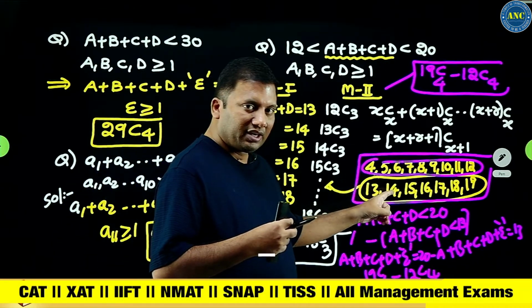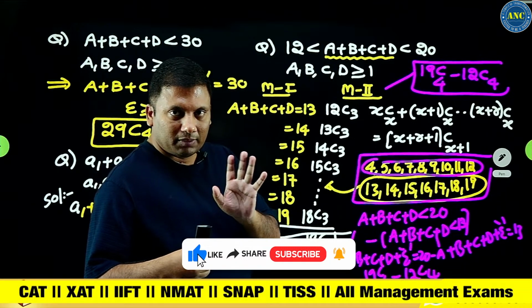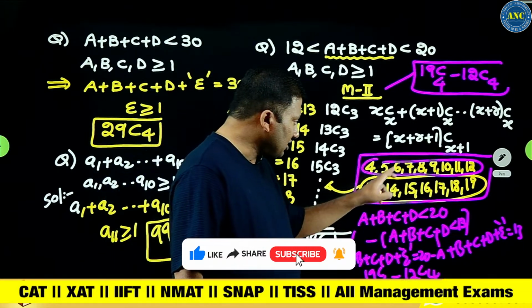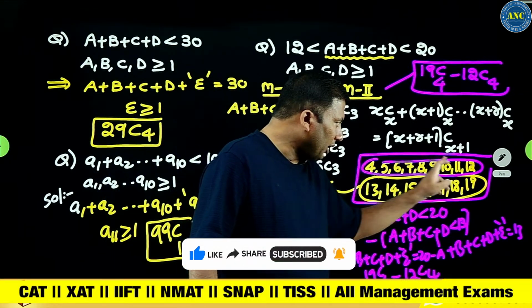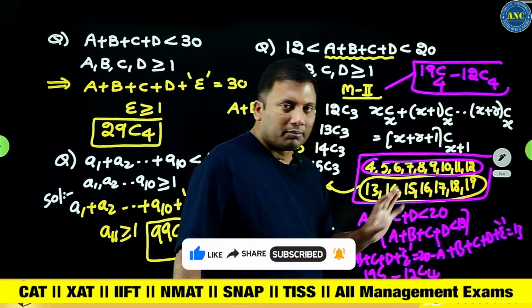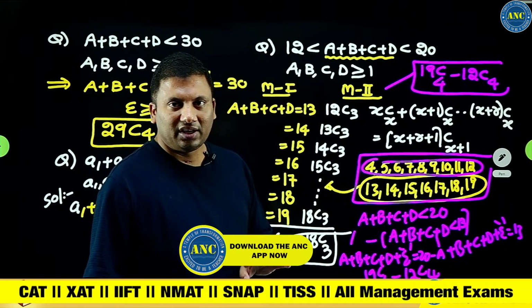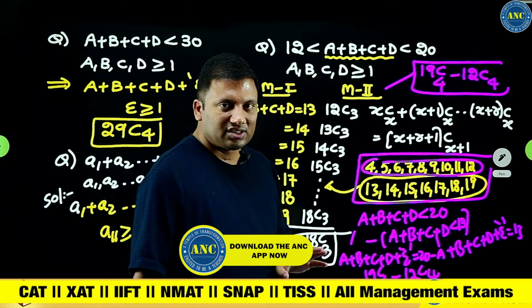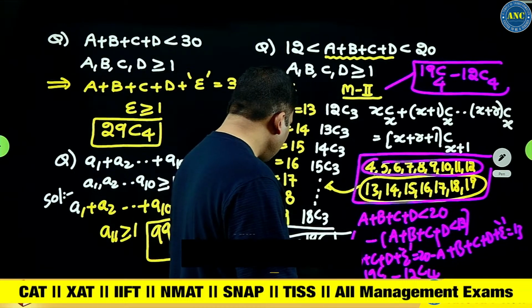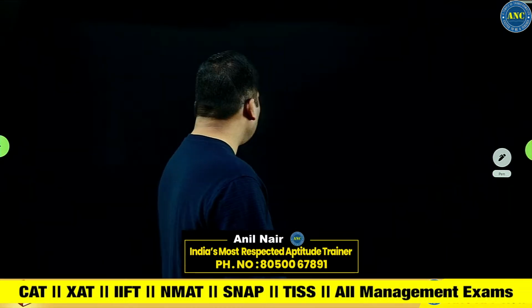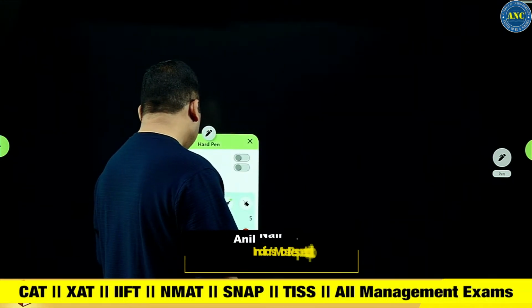This part we require. I will do 2 more examples, you don't need to worry. This I require: total minus this, total minus this. 2 more examples because it's an advanced level question. Please write down.